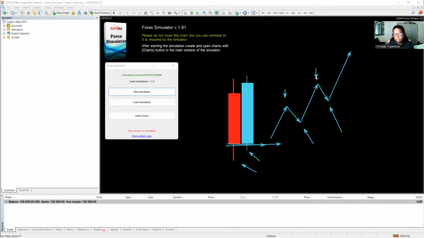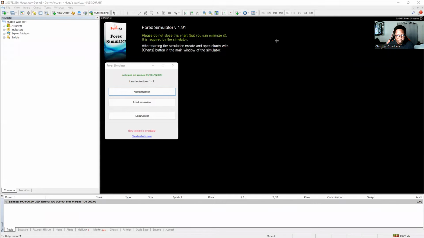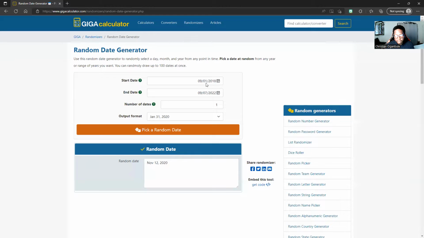What time frame I use depends on how I go about my analysis for the day, which is the major reason for today's simulation session. So what I will do very quickly is pick a random date, and I want the date to be fairly recent so that we can work with the recent fundamentals in the market as well, between 2018 and the last month of 2022.